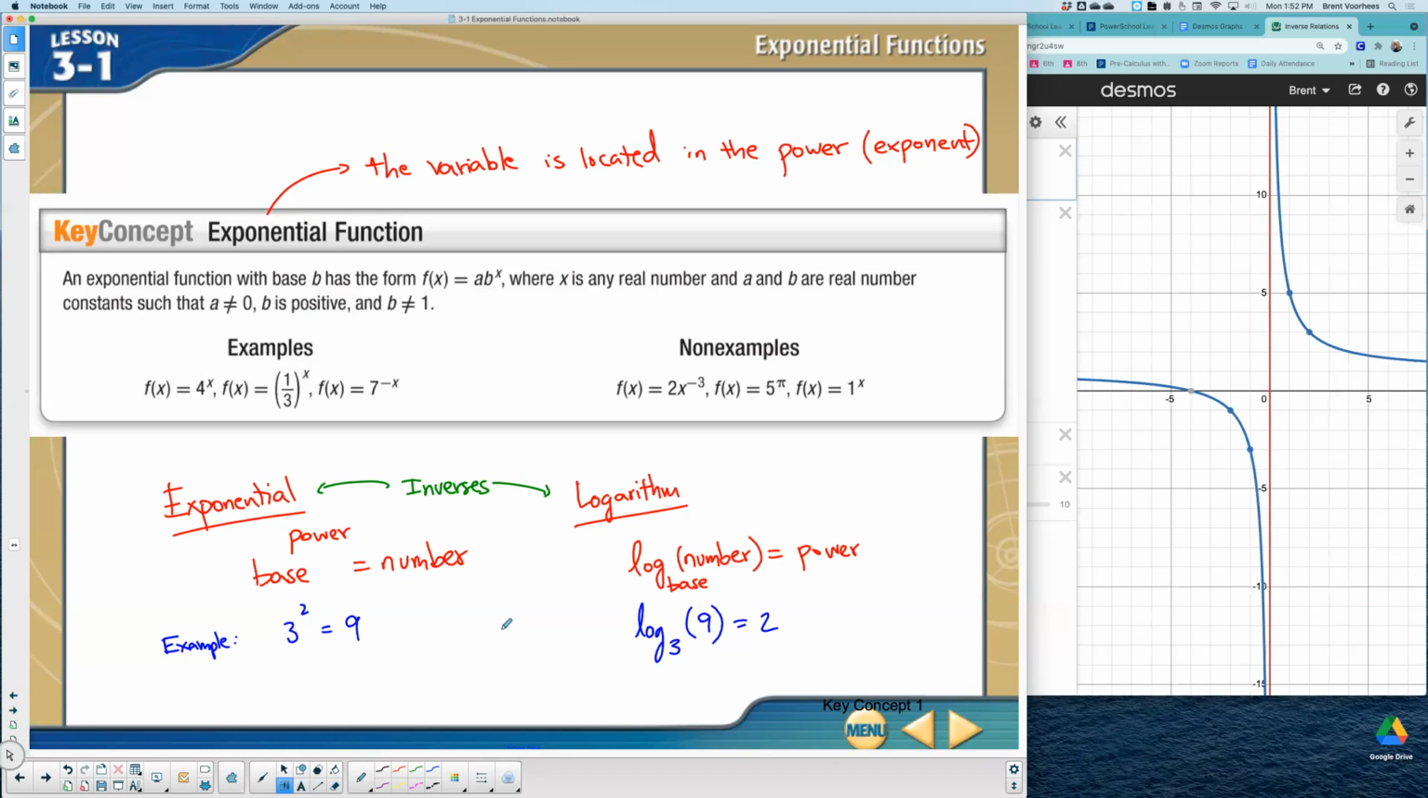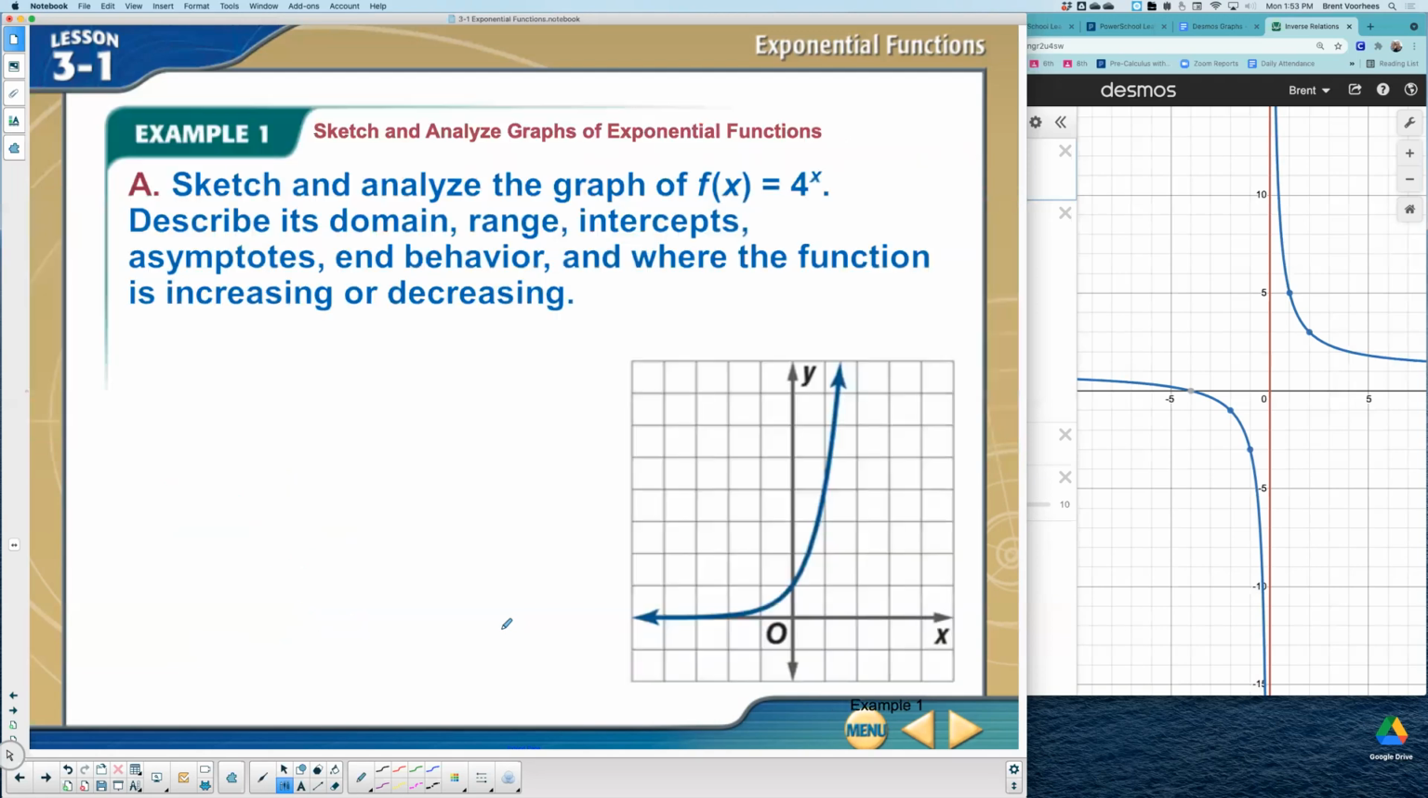With that, let's look at some examples. It says, sketch and analyze the graph of f of x equals 4 to the power of x. Now this is exponential. What would you call that 4 right there? The base, the power, or the number? That's the base. The base always has the power attached. The reason they call this an exponential function is because the power is the variable.